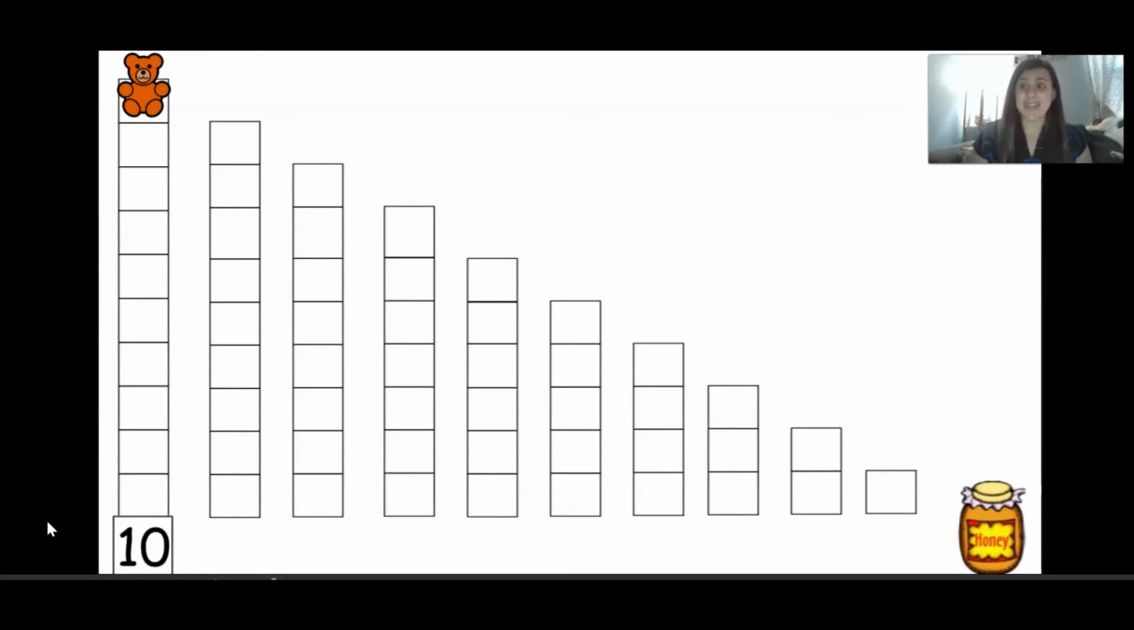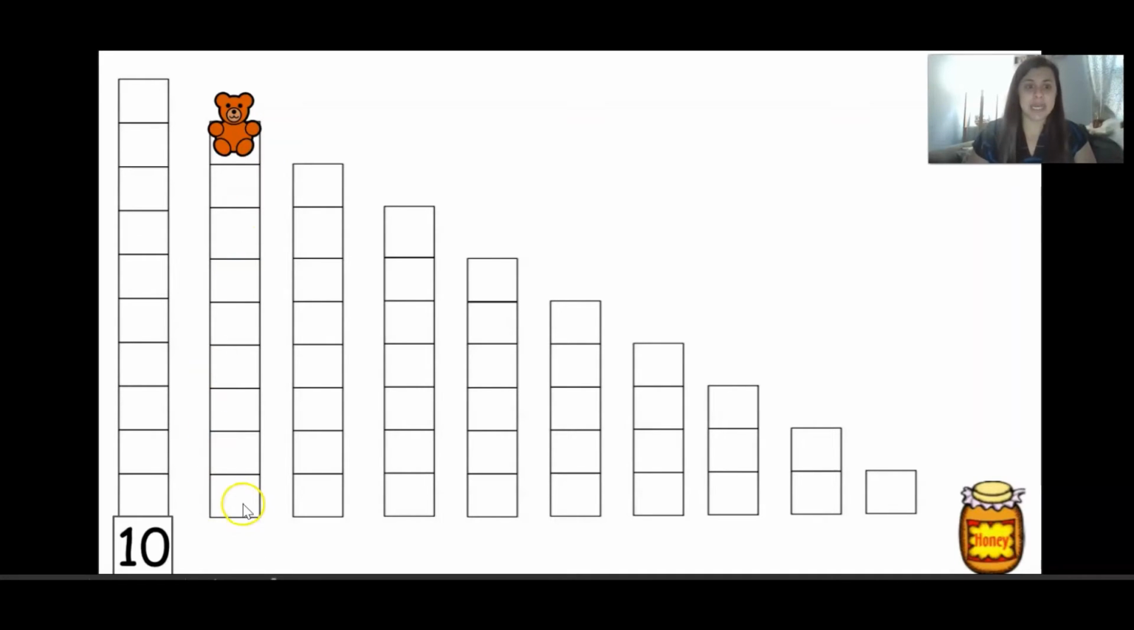Bear is starting on the number 10. Remember, we're starting at 10 and we're counting backwards. When we count backwards, we need to take 1 away. It's 1 less. So Mr. Bear is at number 10. He needs to get all the way to the honey. If he goes to the next one, what's 1 less than 10?